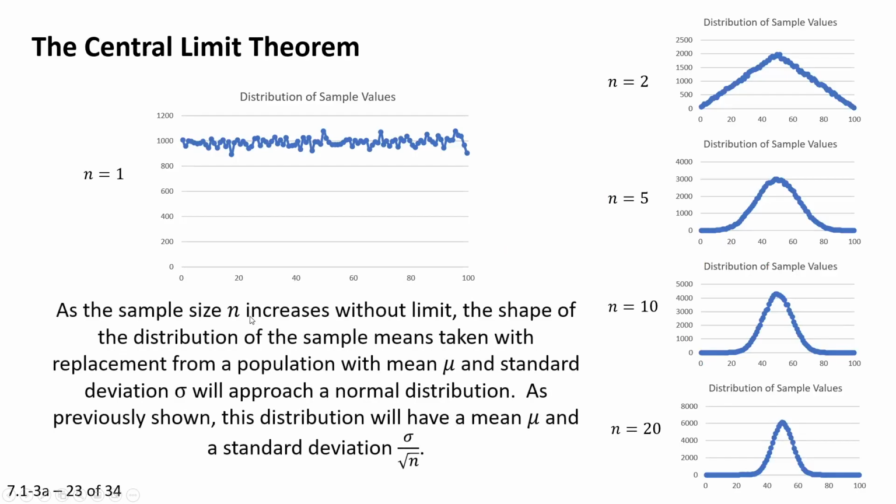Okay. So as the sample size n increases without limit, the shape of the distribution of the sample means taken with replacement from a population with mean mu and standard deviation sigma will approach a normal distribution. As previously shown, this distribution will have a mean mu and a standard deviation of sigma over the square root of n.